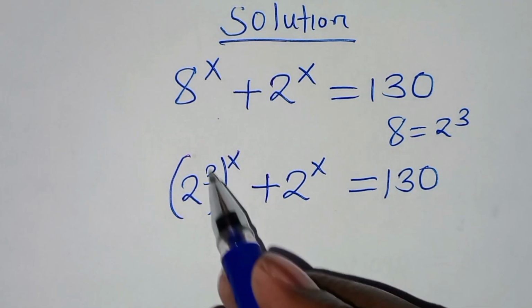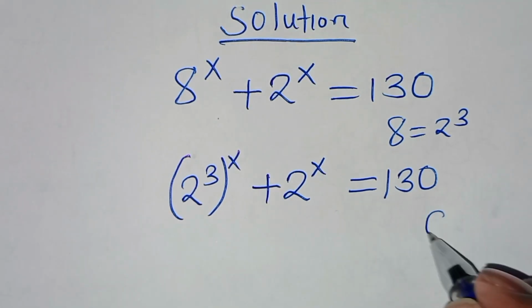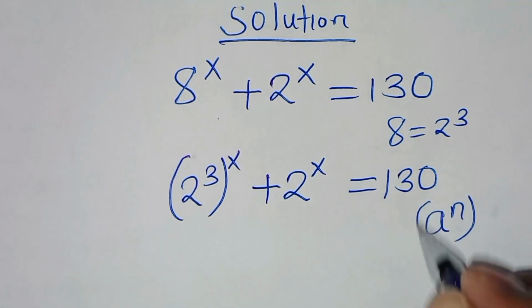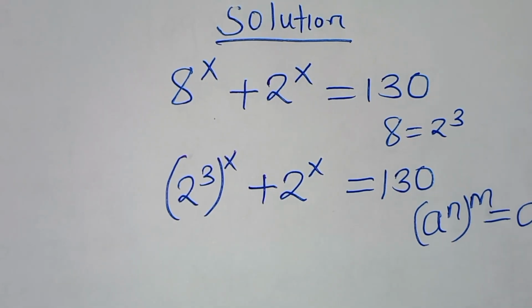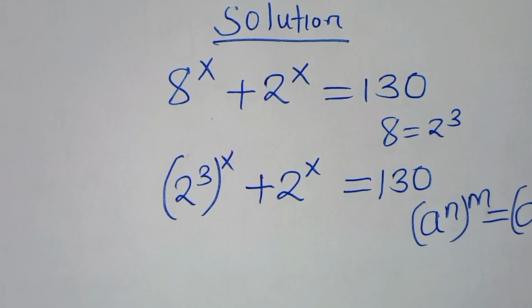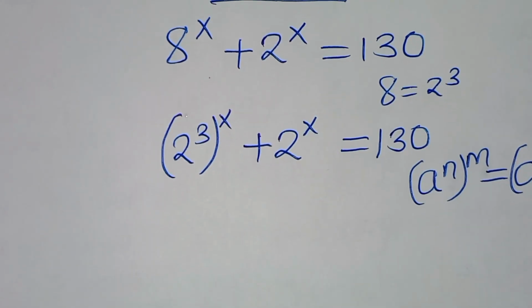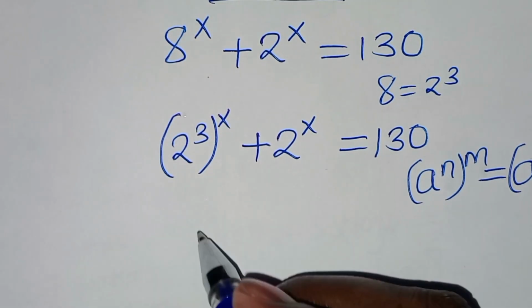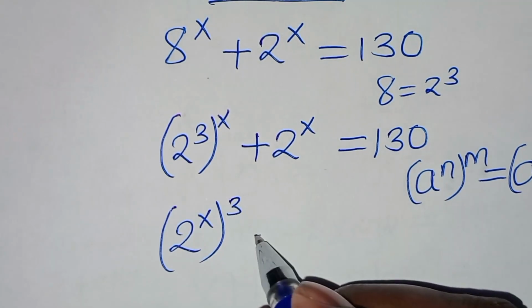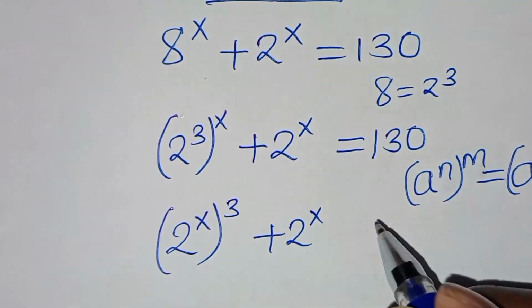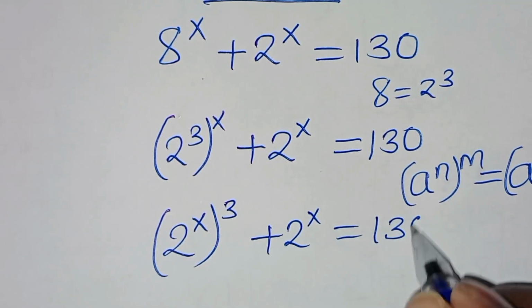Now we have 2 to the power 3 raised to the power x. This is in the form of a to the power n raised to the power m, which we can express as a to the power m raised to the power n. Applying this exponent property, we have 2 to the power of x raised to the power 3 plus 2 to the power x. This is equal to 130.